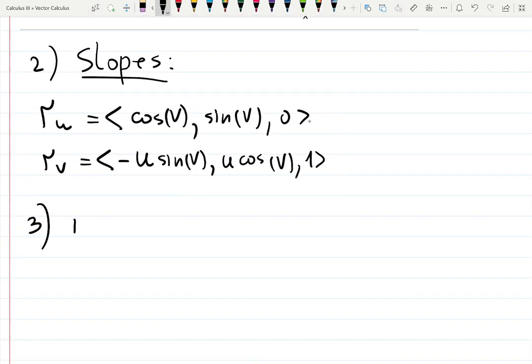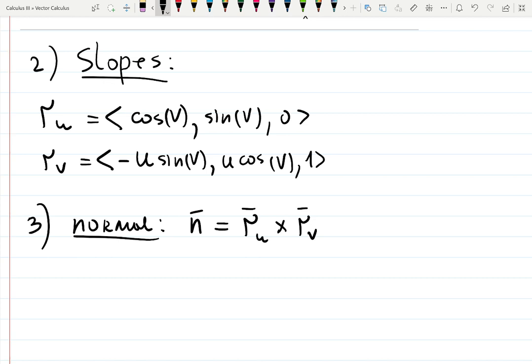Step 3, we find a normal. Normal, n. N is the cross product of those partial derivatives. Do you remember why? Can anyone remind me why? Maybe explain better than I do. Why is n the cross product of those partial derivatives? Do you remember why? Or are you just memorizing the formula? Because I think it's easier to just know why. Anyone?